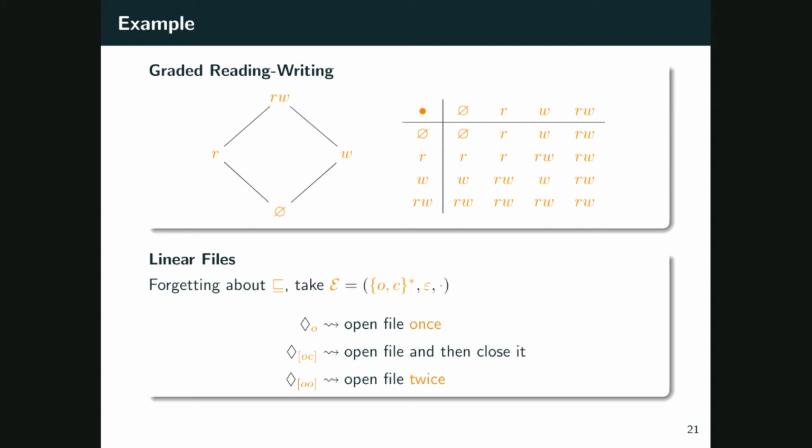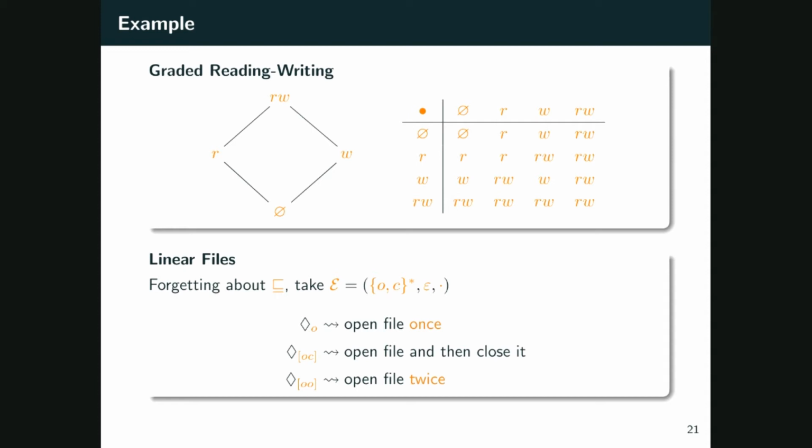So here we start with just 2 labels, O and C, for open the file and close the file, and we consider the monoid of words or lists over these 2 labels. For instance, using this effect algebra, we have the type diamond O, which means open the file once, essentially. Or we have the type diamond OC, so we have the list OC, which means that we open the file and then we close it, and we do that just once. Or we have the type diamond OO, which means that we have opened the file twice, which is something we might want to avoid.